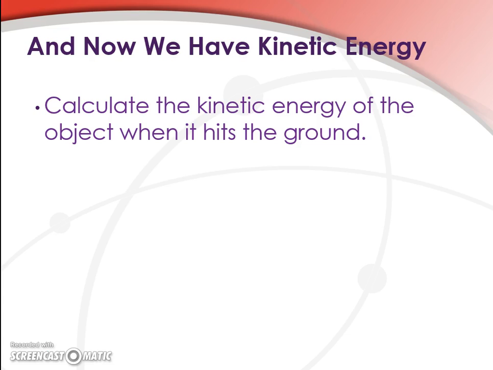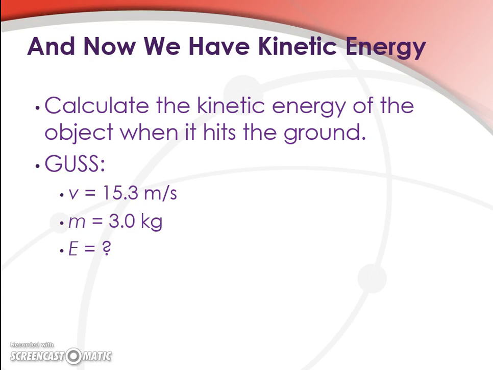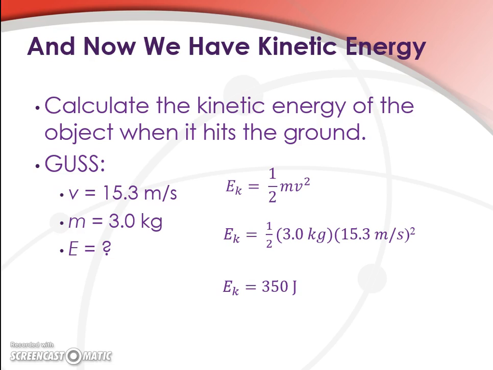Okay, now here's where it gets interesting. Now we've got a speed, so we can calculate the kinetic energy. Since we're going to keep comparing these numbers, we're going to keep an extra significant figure here. Our speed is 15.3 meters per second. Our mass is 3 kilograms again. Kinetic energy is a half mv squared, as we know. Substitute in, and our kinetic energy is 350 joules.